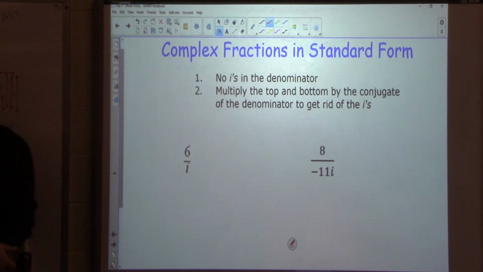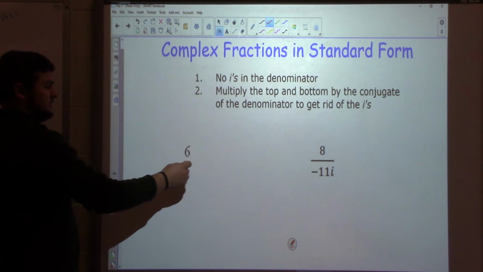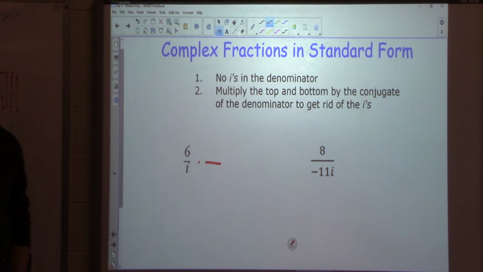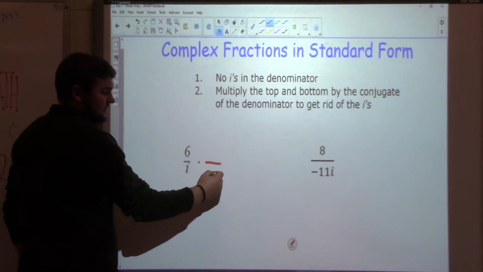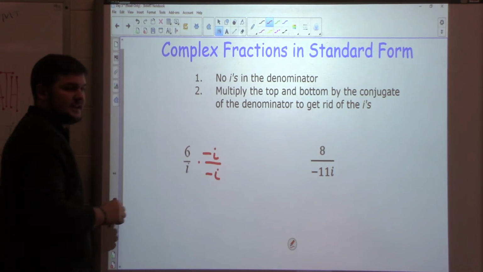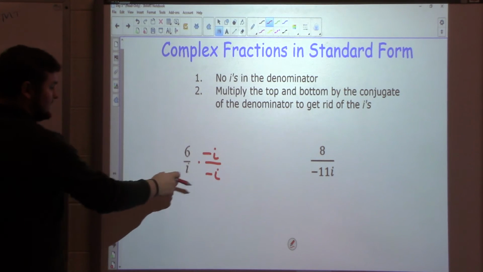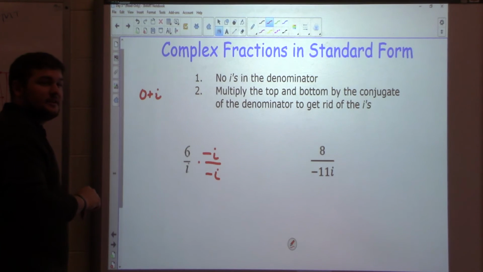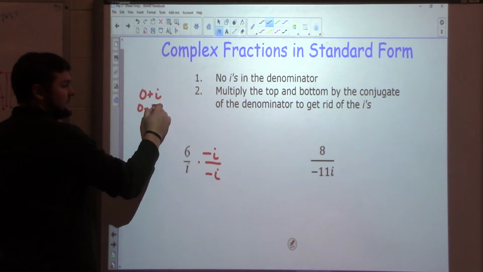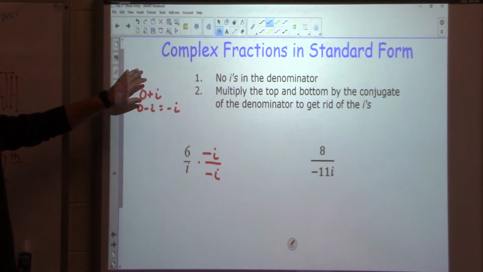6 over I. So, still multiplying by the conjugate of the denominator. What is the conjugate of my denominator? It'd be negative I. Right? If this is positive I, my conjugate is negative I because I'm switching the sign of the imaginary part. If you need to, take your denominator and write it with the real part, it'd be 0 plus I, which means my conjugate would be 0 minus I or negative I. If you need to do that, write it off to the side and then figure it out.